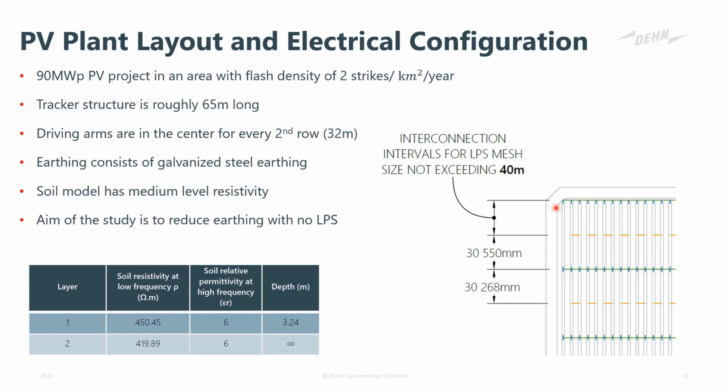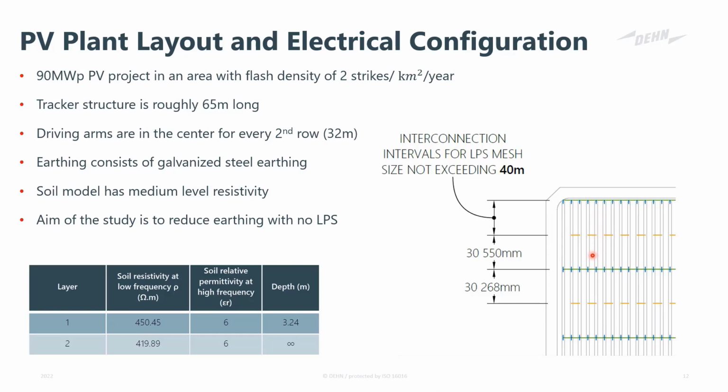So the first option would be to go for the 40 by 40 meter mesh intervals from the standard, which means we split the trackers in half by making use of underground connections and the above ground driving arms as natural elements, and the outsides of the long 65 meter row will be connected to the galvanized earthing. And this actually forms small meshes of, say, 32 meters by 6 meters, which is the spacing in this case between the trackers. So you have all these small 32 by 6 meter meshes. So if a strike had to occur anywhere within the plant, it will dissipate quite quickly.